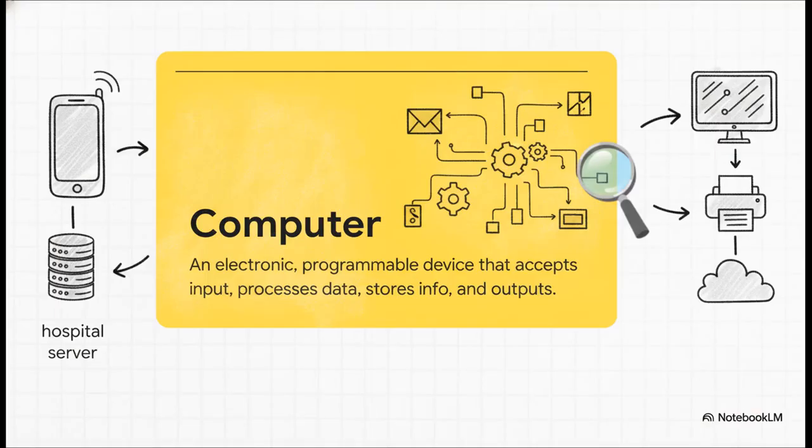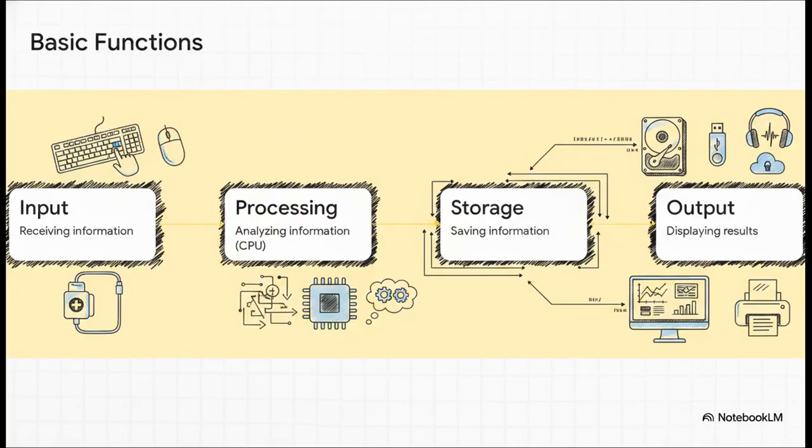Okay, let's dive into this by stripping away all the jargon and complexity, and just looking at the core architecture. At its absolute most basic level, a computer is simply an electronic, programmable device. That's it. And no matter the size, every single device operates on these exact same core principles. From a massive hospital server that's coordinating thousands of patients, all the way down to the smartphone sitting in your pocket, they all follow the exact same rhythm: receiving, processing, storing, and producing. Let's walk through this rhythm together.